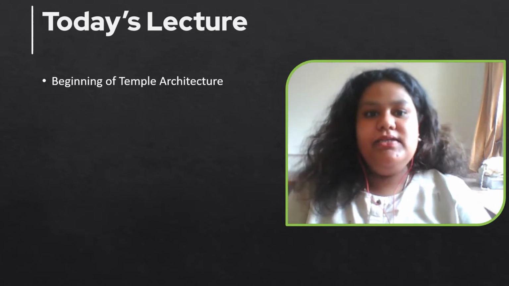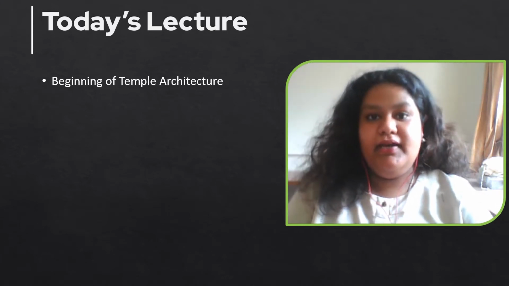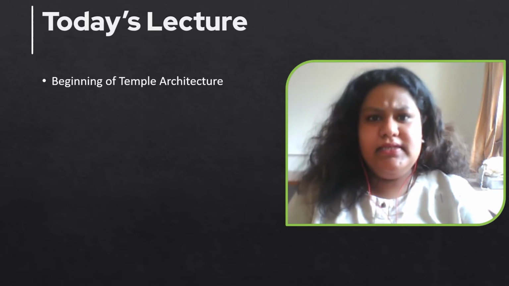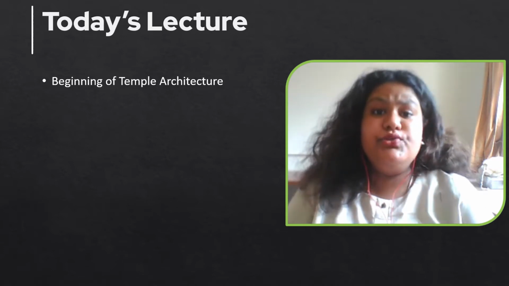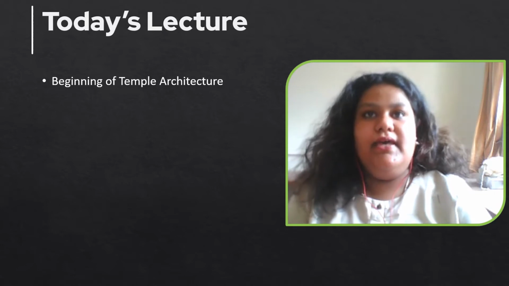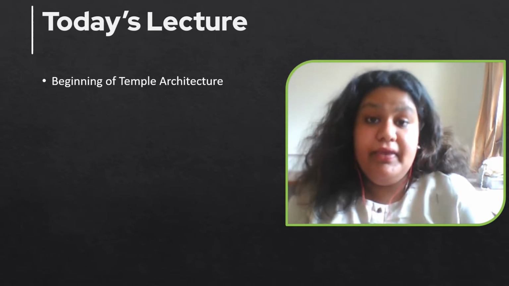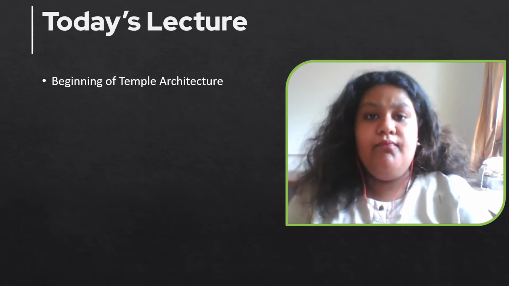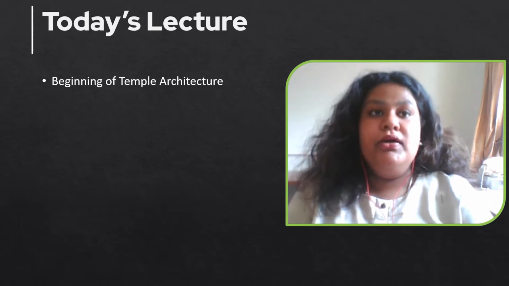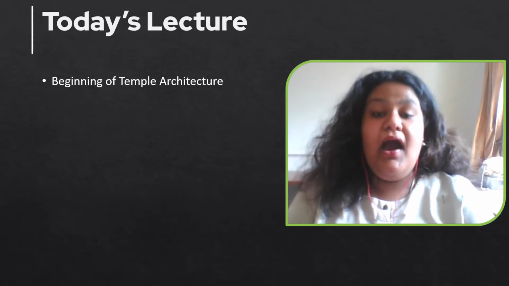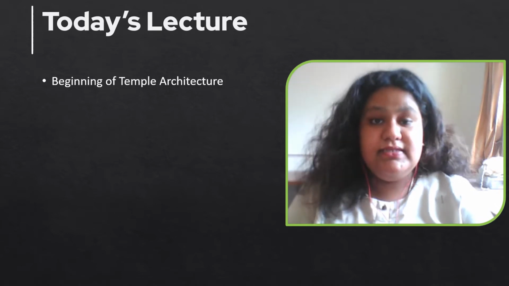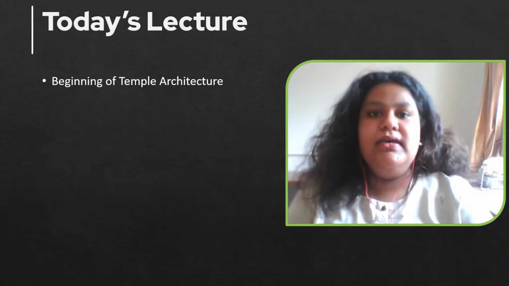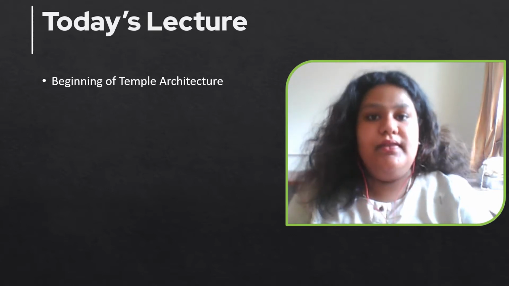Today I will be talking about the beginning of temple architecture, and till now we have been talking about the stupas, the viharas and rock cut architecture, how they were made, what were the types and who were patronizing them, what was the time period. So we will be starting with the beginning of temple architecture and how the temple came into existence, how the idea came into existence, and which patrons were there, what was the time period of these temples.